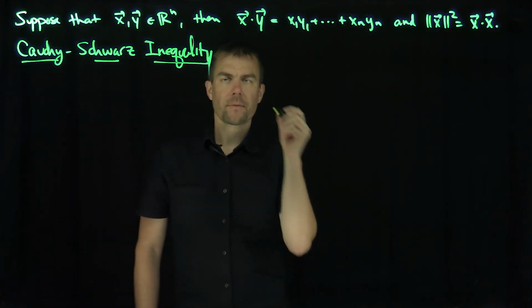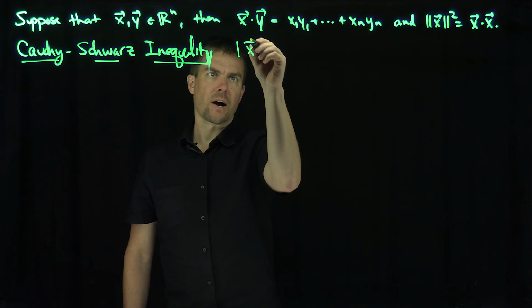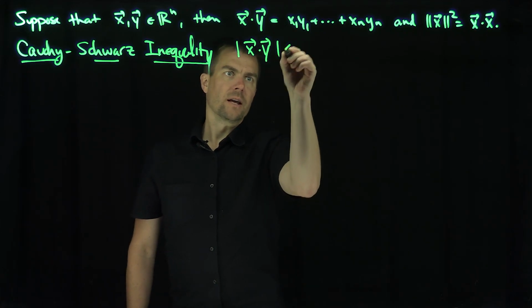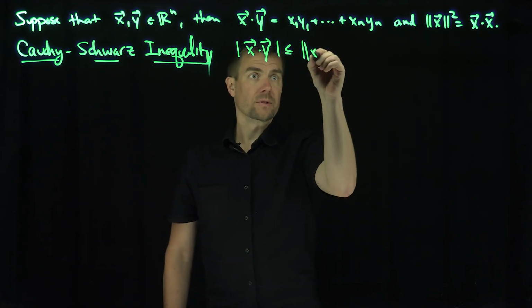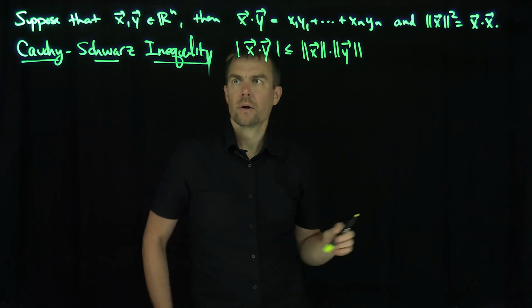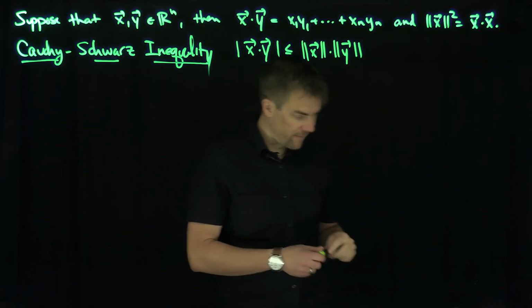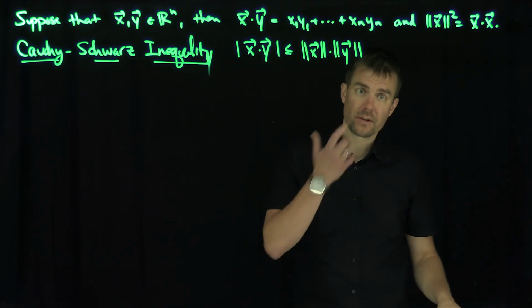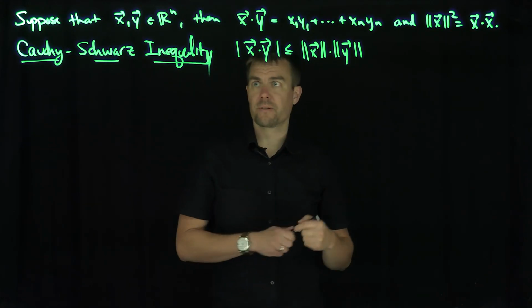And that says the following. It says that the absolute value of x dot y, that's a scalar quantity, is no more than the product of the norms, the norm of x and the norm of y. Okay? So let's prove this inequality. The idea is to consider a quadratic function and use the convexity of these functions. So we're really going to use convexity.